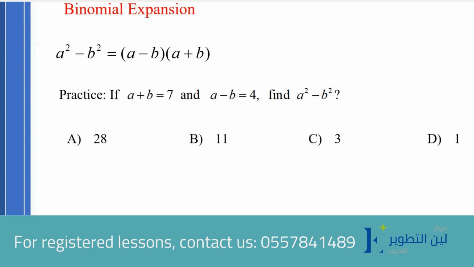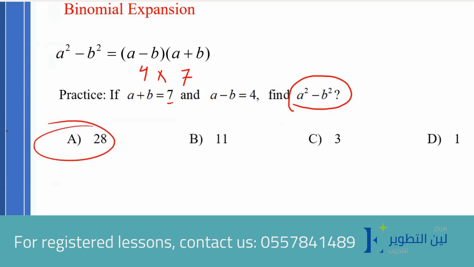Okay? So as I just said, instead of finding the value of A and B, we want to use the rule to solve it. We don't need to find the value of A and B. Just apply the rule. So they ask me about A squared minus B squared. This is nothing, just A minus B times A plus B. So A minus B is 4, and A times B is 7, and there is multiplication, so the answer is 28.